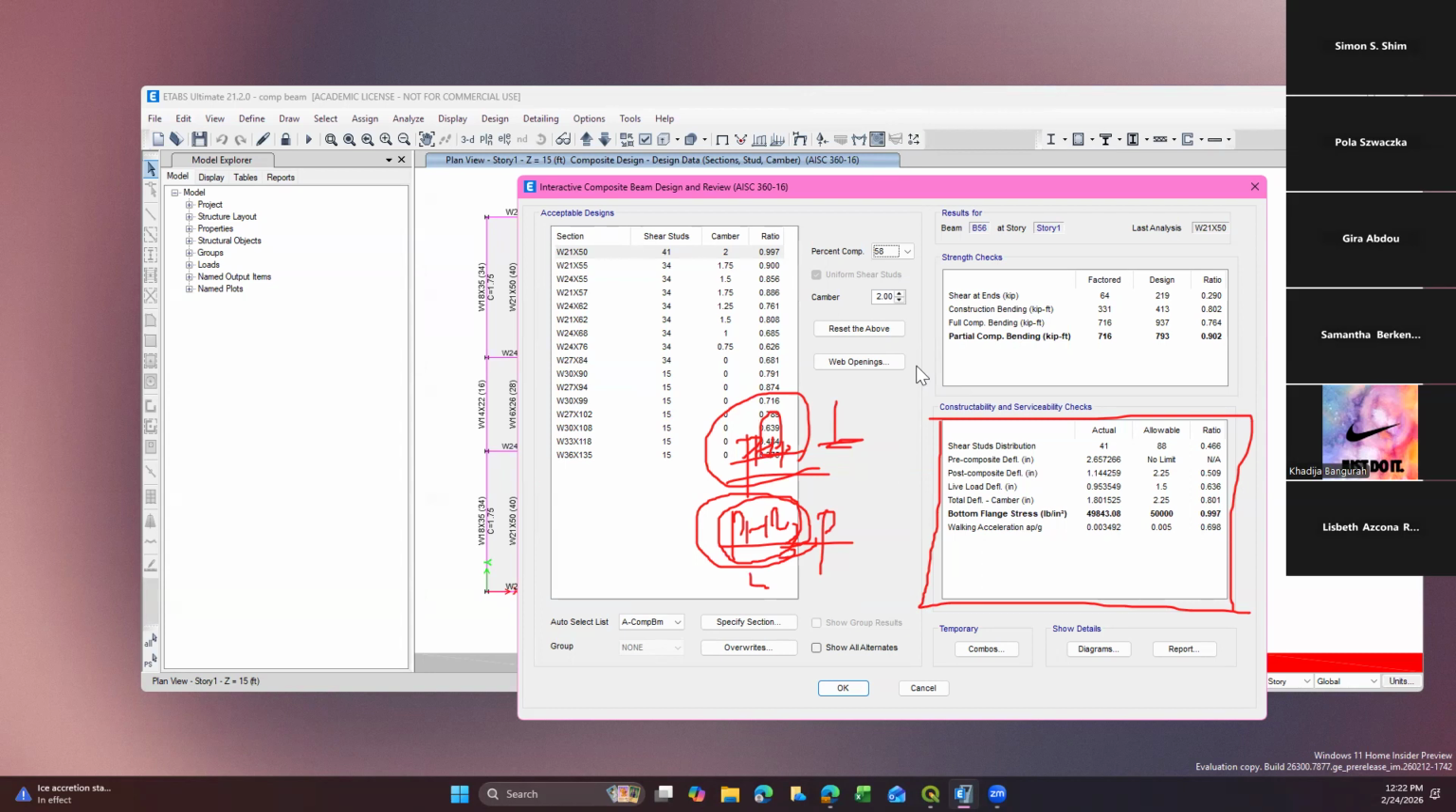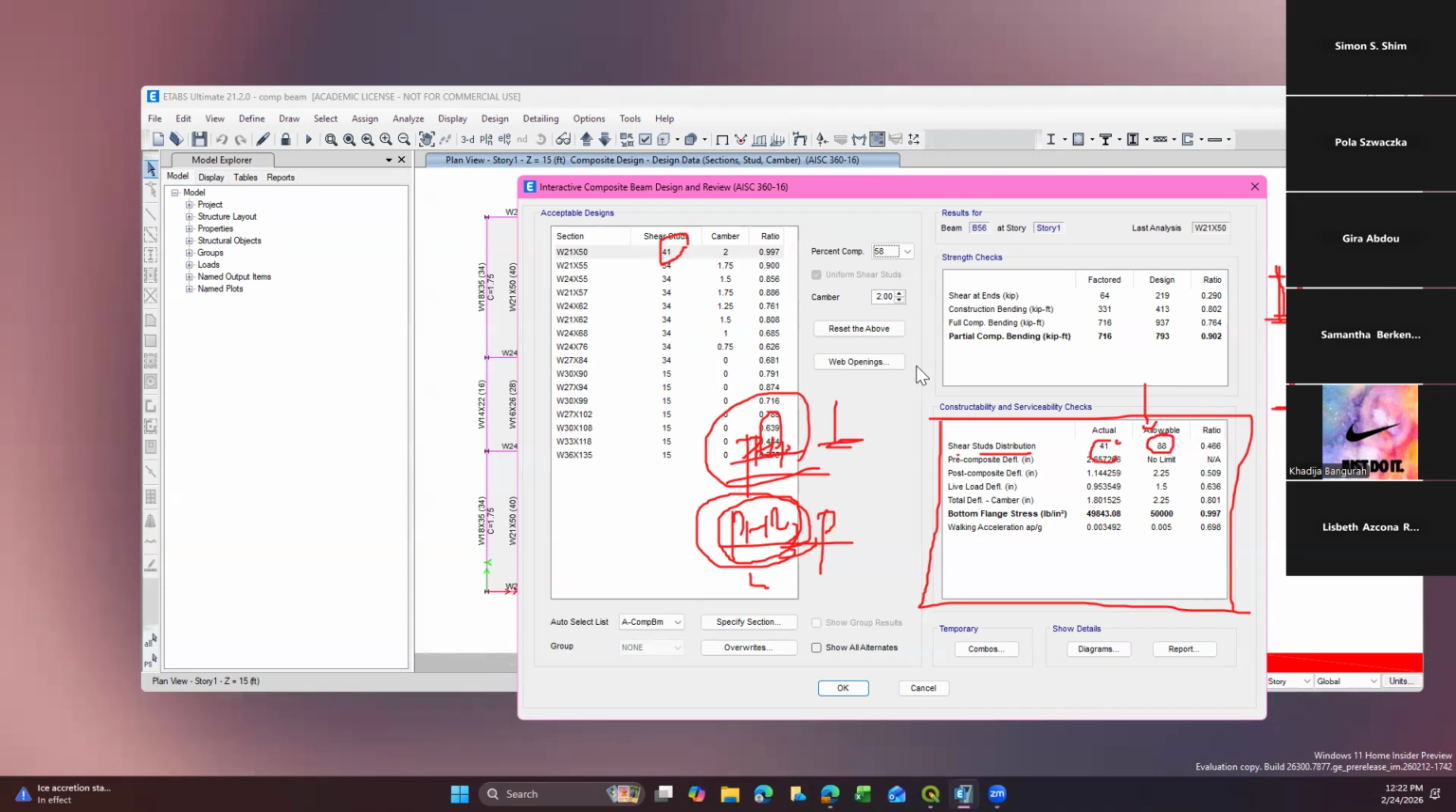We also follow along. So let's check this. It shows the distribution: 41 studs. Okay, I see it, 41 allowable. I think they checked the overall lengths. Depending on your flange width, the studs may be installed in one, two, or three rows. It seems like 88 is the maximum number of studs we can provide, but 41 is okay.